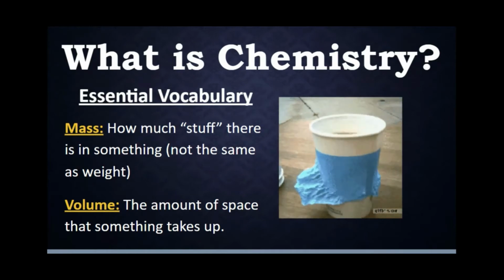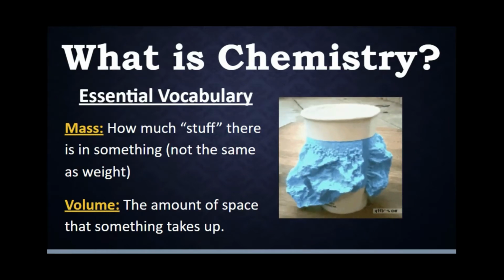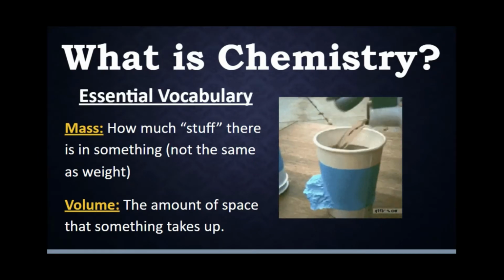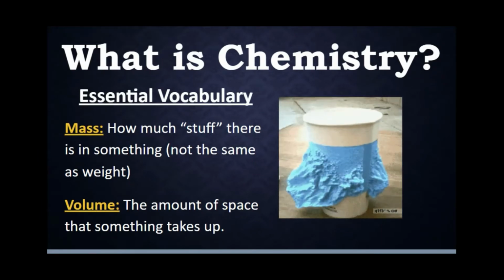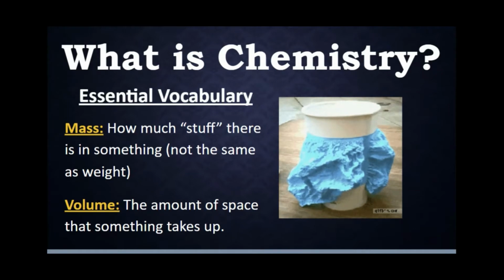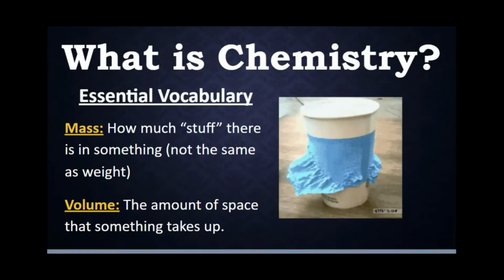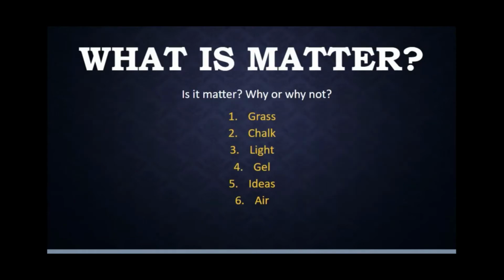Mass is how much stuff there is in something, which isn't necessarily the same as weight, but can be considered very similar for our current purpose. And volume is the amount of space that something takes up. So, are these six items that we see on our screen matter? Why or why not? Is grass matter?